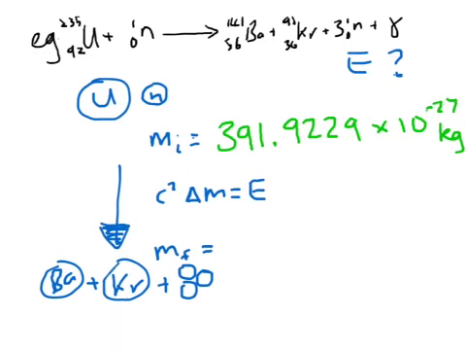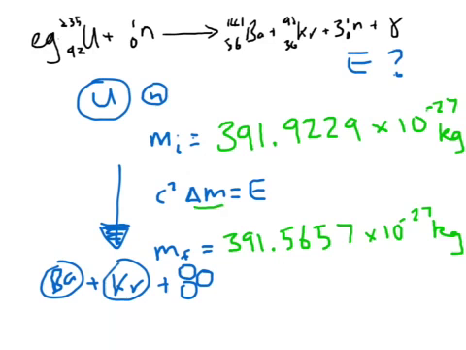And our final mass, if we add up the mass of barium plus the mass of krypton plus the mass of 3 neutrons, that'll give us 390.5657 times 10 to the minus 27 kilograms. So very, very, very small loss. That change in mass is 0.352 times 10 to the minus 27, which would substitute in there.